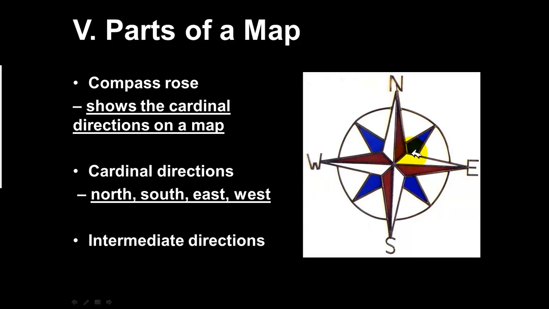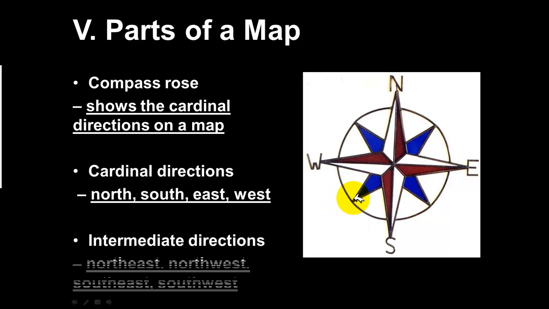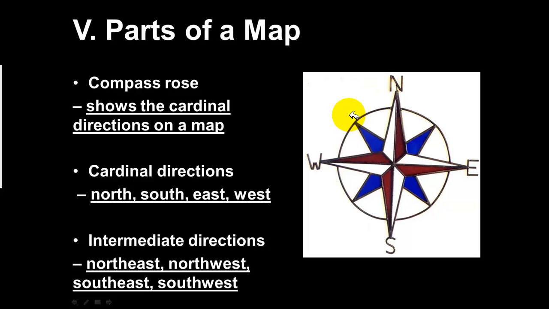Sometimes on the compass rose, you will see what we call intermediate directions. These are the directions that are indicated here. If you follow the cursor where the blue signs are headed, these are northeast, southeast, southwest, and northwest. So these are examples of intermediate directions. Intermediate directions are the directions in between the primary cardinal directions.